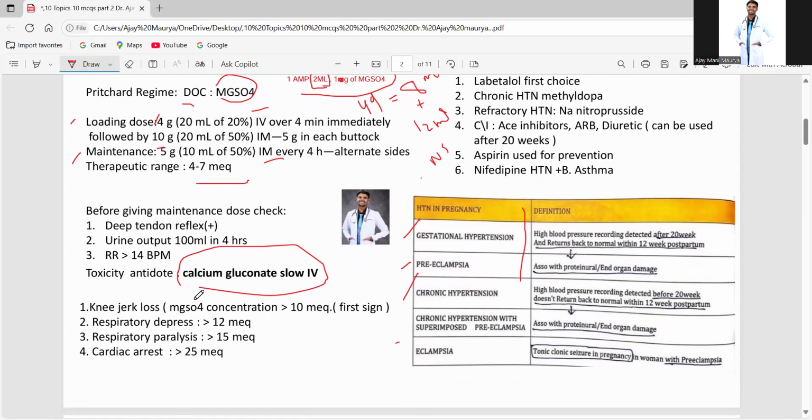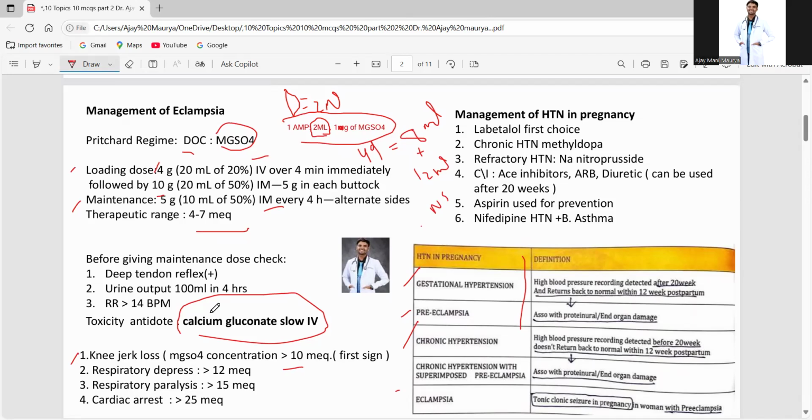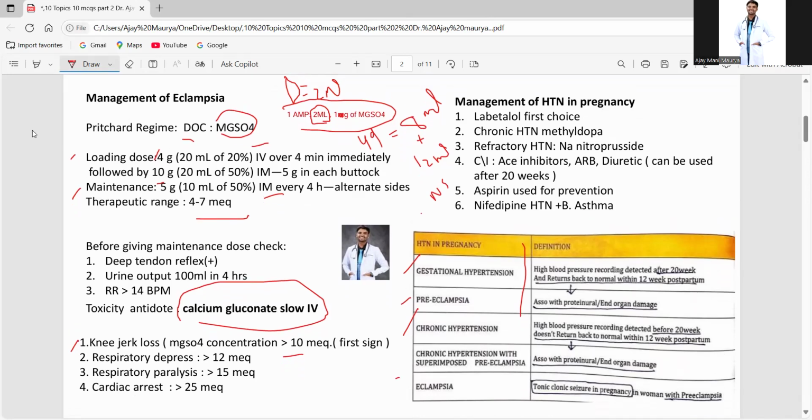If the MgSO4 level is more than 10 milliequivalents, there is loss of knee jerk. This is the first sign. More than 12, the patient will have respiratory distress. More than 15, respiratory paralysis. More than 25, cardiac arrest. These are the questions they are going to ask in the exam.